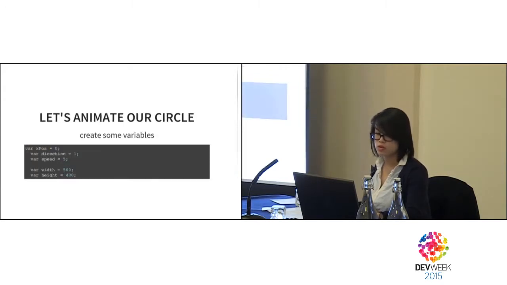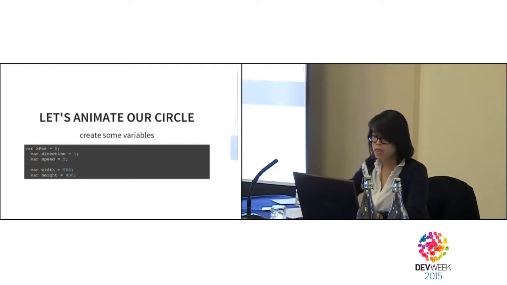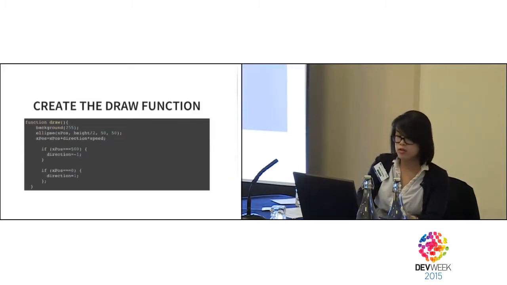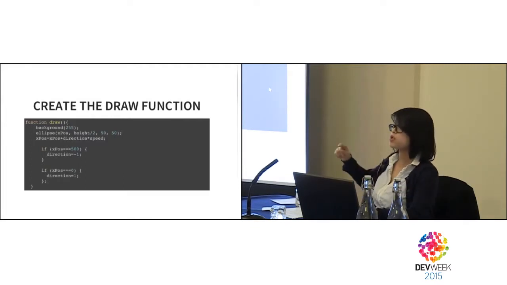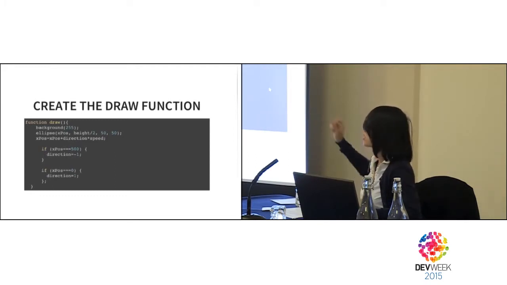So let's animate our circle. Here are some variables. We want to refactor our setup function. So instead of dumping this stuff here, we just have createCanvas and background. Then we're creating our draw function. This is where we're actually drawing our circle, and we're going to draw it repeatedly, but each time we draw the circle, we're resetting our background to white.